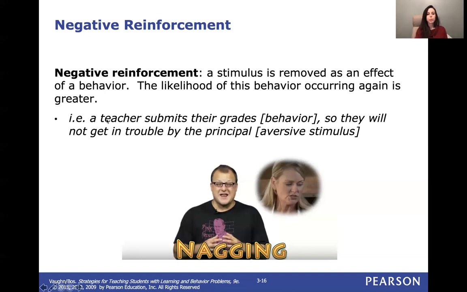So a classroom example would be a teacher submits their grades, which is a behavior, so they will not get in trouble by the principal. Also, this could work in our situation, right? So you hopefully are submitting your assignments and things that you're doing so that you don't have any consequences. You don't want points taken off, or you don't want to lose 50% of your points if you're way off on getting your assignments in. You want to be on time so that you can get all your points. That's an example technically of negative reinforcement.